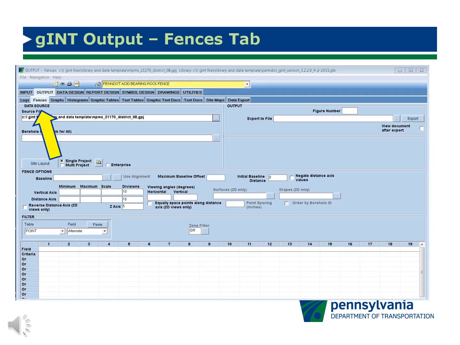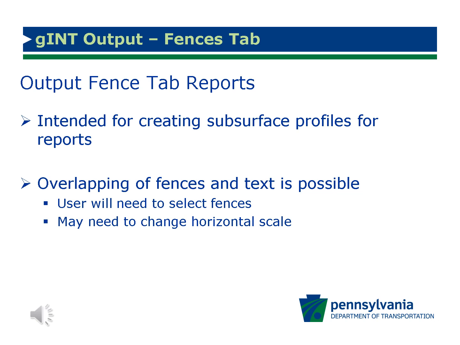This slide shows a screenshot of gINT's Output Fences tab. Fence reports from the Fence tab are intended for creating subsurface profiles. Soil fences, similar in format to the fence log with compact format found on the Logs tab, are plotted by coordinates and elevation to view the subsurface profile of the pertinent borings.